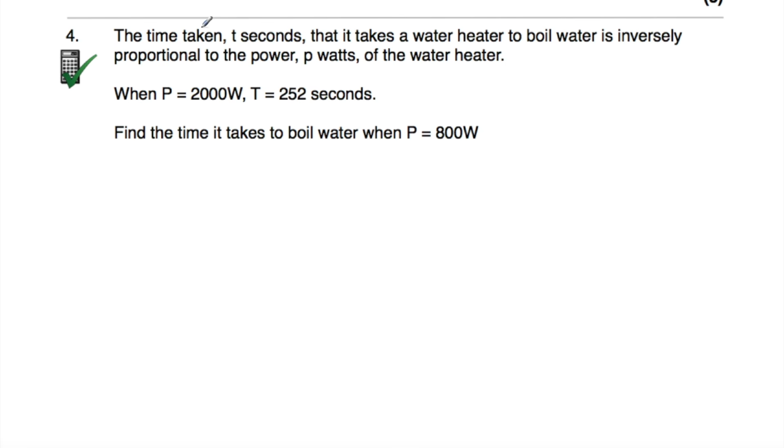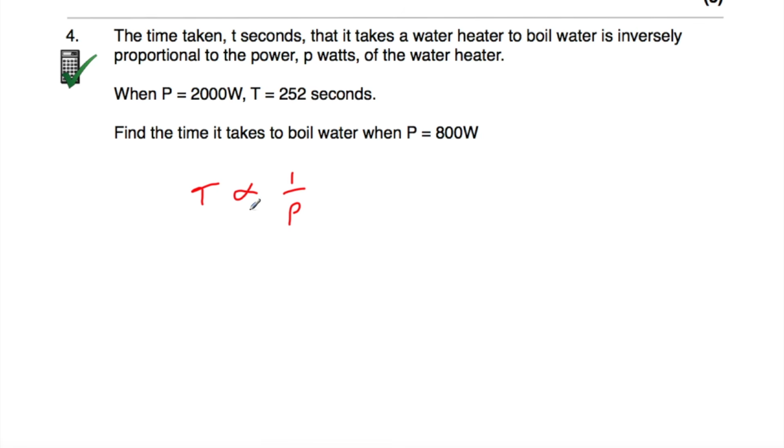So we're told the time taken, and that's given to us as capital T, so T is inversely proportional to. So when we do inversely proportional to, we do the proportionality symbol like before, and then instead of just writing p, we're going to do 1/p. So when it's inversely proportional, we do 1/, and then what comes next. So inversely proportional to the power, so it's going to be 1/p. Okay, so here we've got that the time taken is inversely proportional to the power.